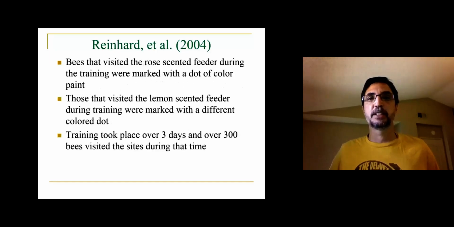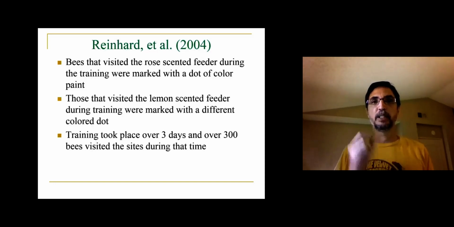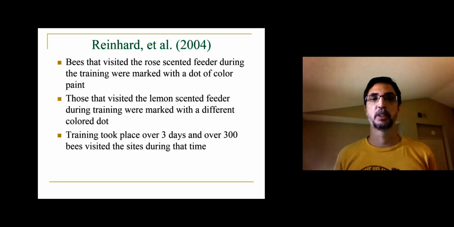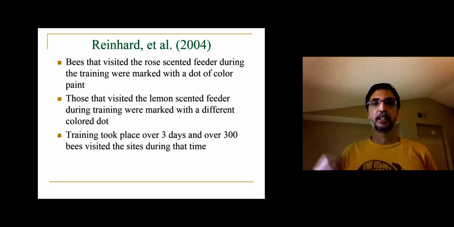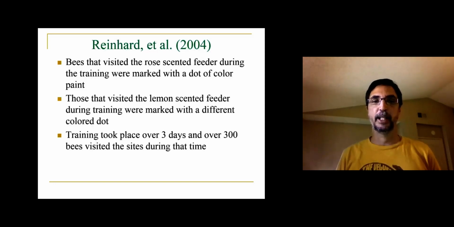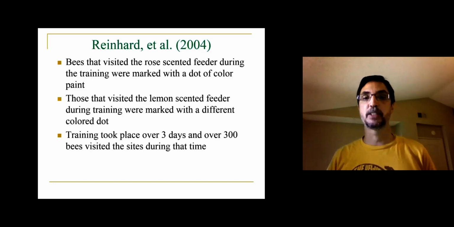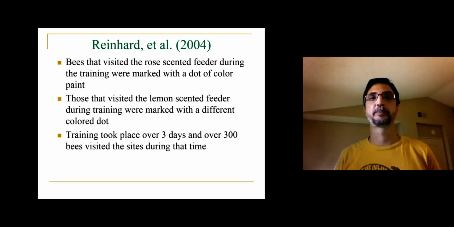So the bees that visited the rose-scented feeder during the training were marked with a dot of a particular color. They picked up the bees and put a little dot of paint on. And those that visited the lemon-scented feeder during training were marked with a different color. The training took place over 3 days, and over 300 bees visited the site during that time.